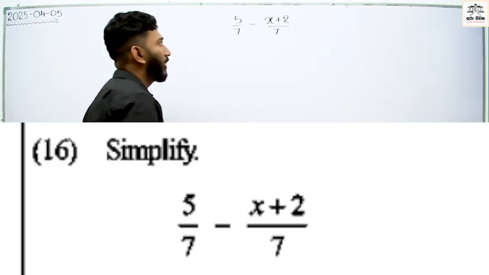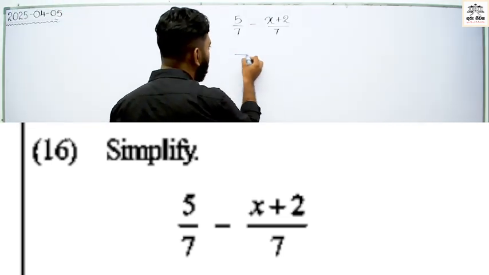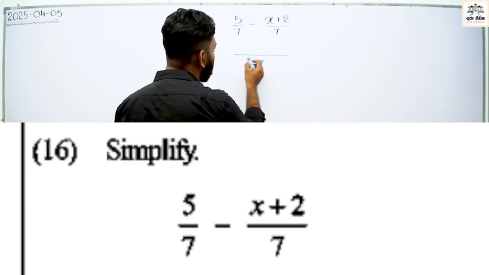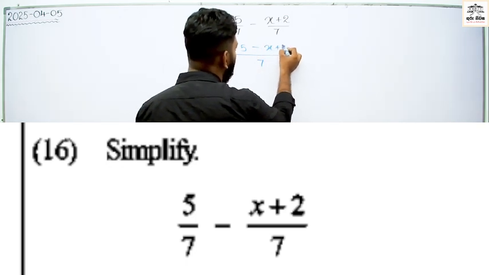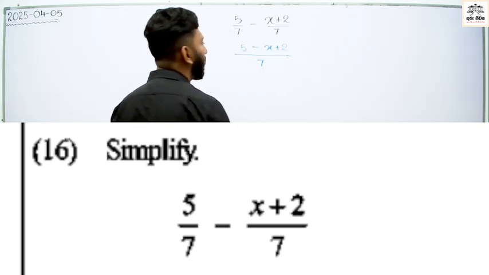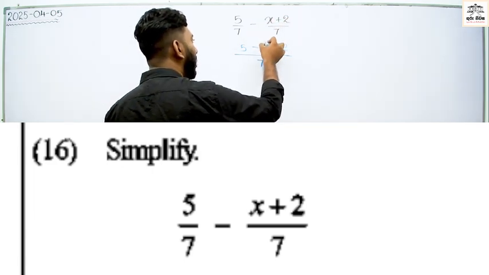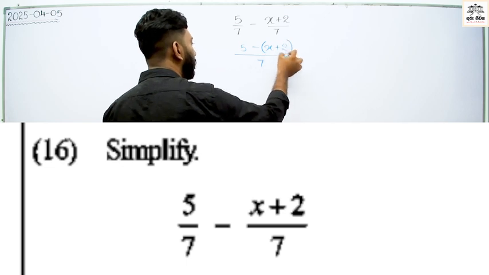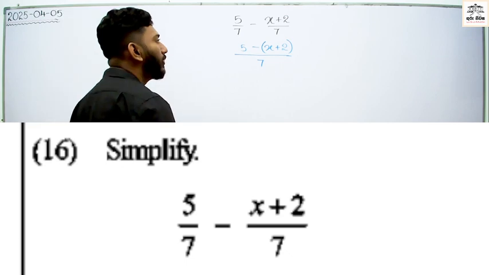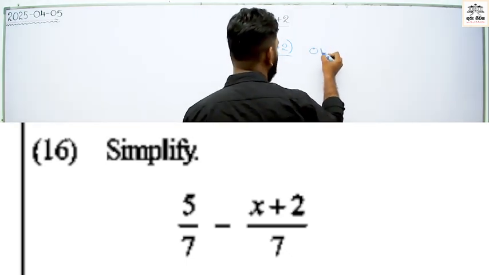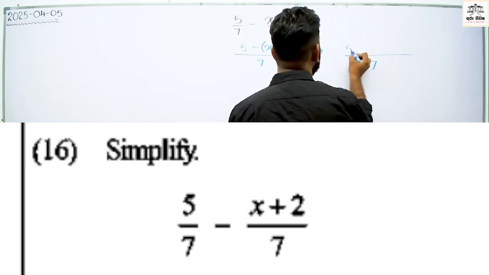Now listen, be careful with this, son. Look at this. The common denominator is 7. Therefore, we can write 5 minus x plus 2. And this one's wrong. It is wrong if you write it like this. Because x plus 2 represents an algebraic expression. Therefore, you need to write it in brackets. Or you can write it as an additive inverse.